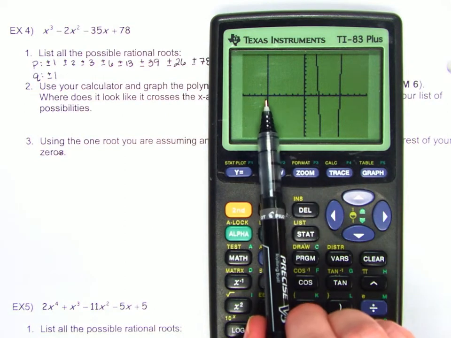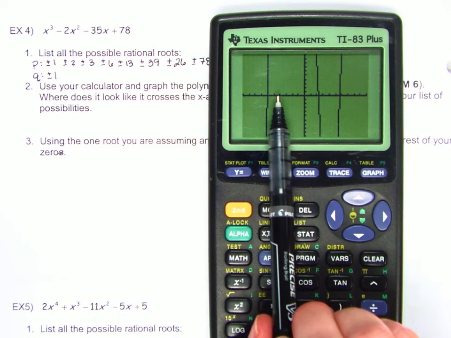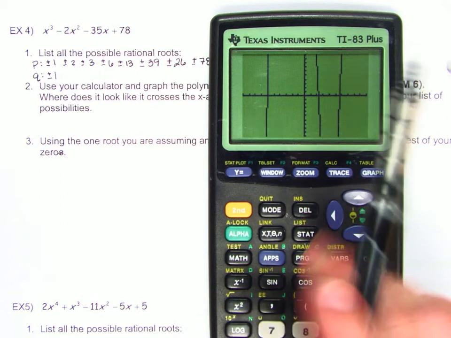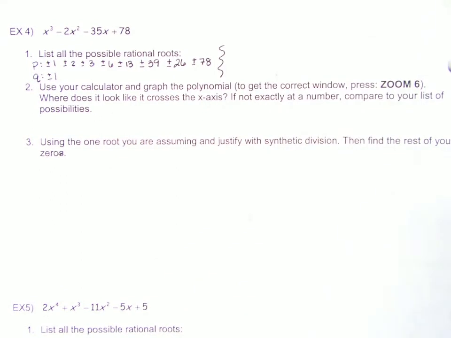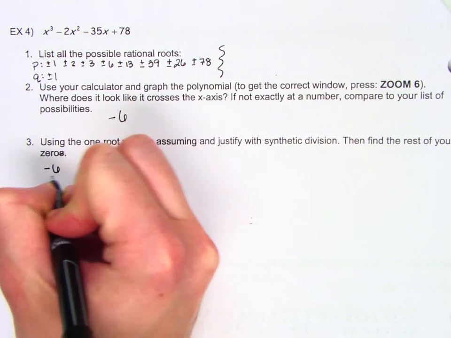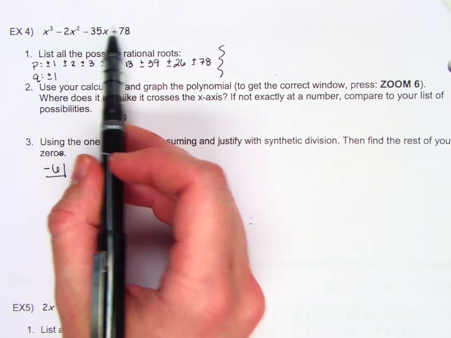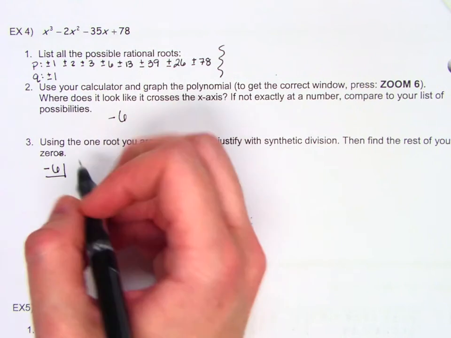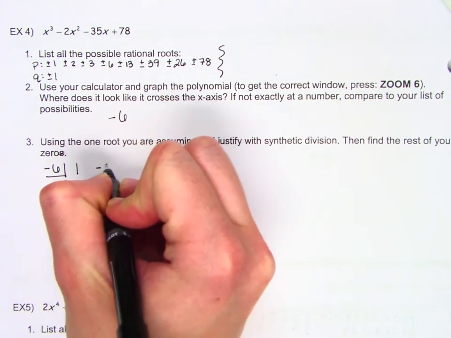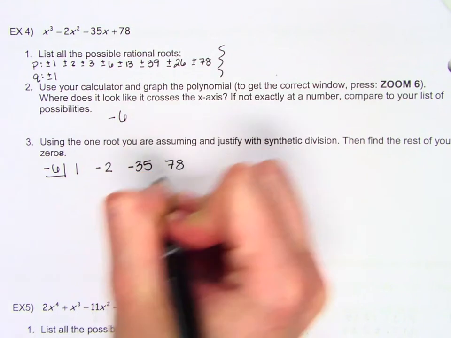Over here, it looks like it crosses right at a certain point. So I'm going to see if that is one of my possible rational roots. 1, 2, -3, -4, -5, -6. So I'm going to say -6. That was really close. Let's try it out. Synthetic division, 3, 2, 1, 0. Take all of the coefficients: 1, -2, -35, and 78.